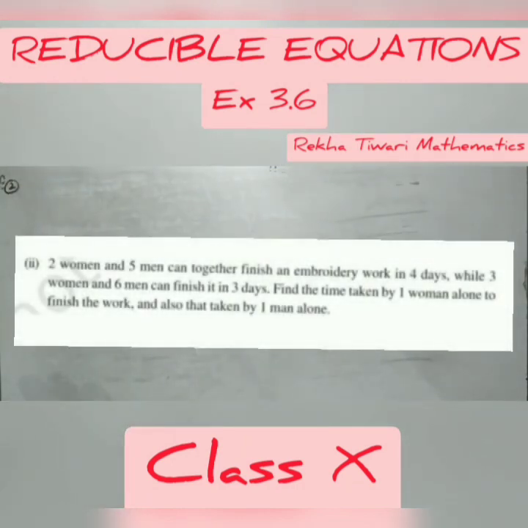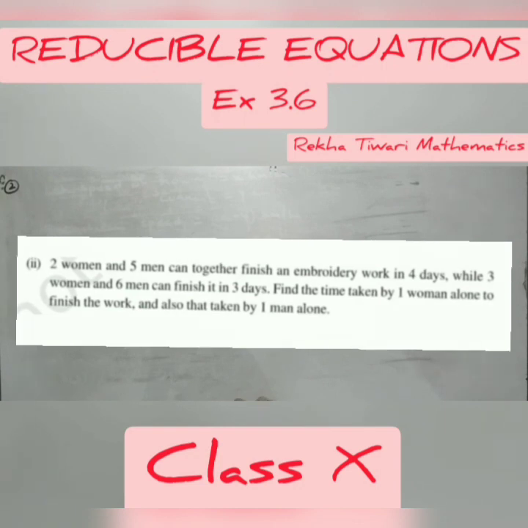Two women and 5 men can work together to finish an embroidery work in 4 days, while 3 women and 6 men can finish it in 3 days. Find the time taken by 1 woman alone to finish the work and also that taken by 1 man alone. These questions are from time and work, in which we have to find out the time completed in 1 hour. So 2 women and 5 men can together finish the work in 4 days.